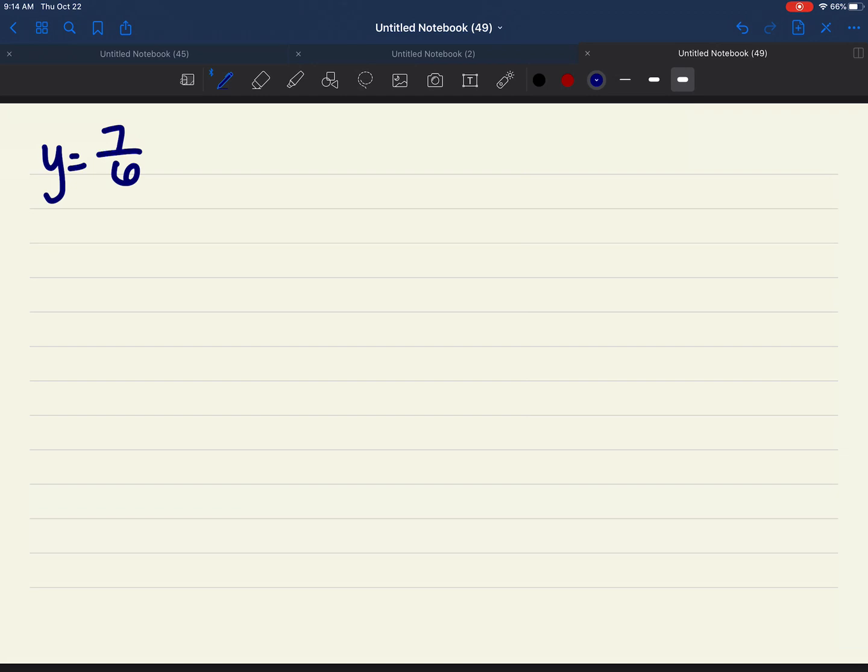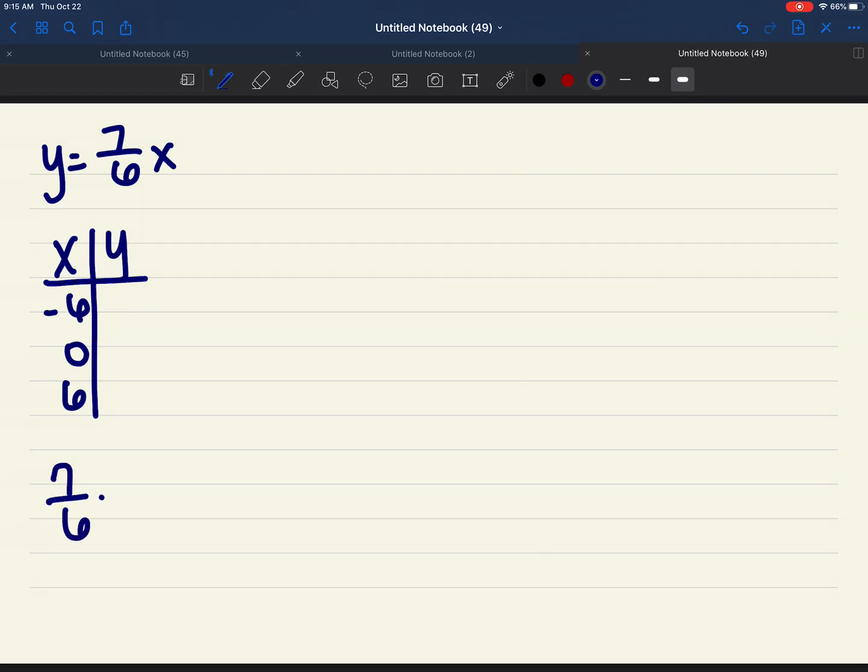Okay, let's look at y is equal to 7/6 x. Okay, now I have a fraction, so think about what number could you multiply by that fraction that would get rid of your fraction? 6. So wouldn't it make sense to use 6 and -6? Yes. What other value should I always use in the middle? 0. Okay.